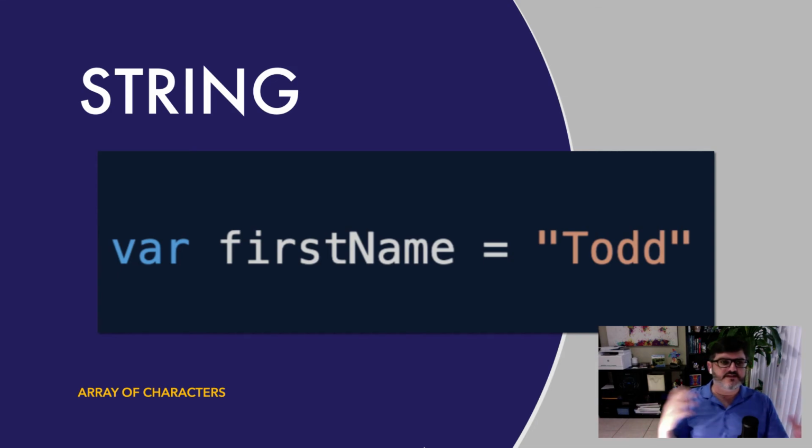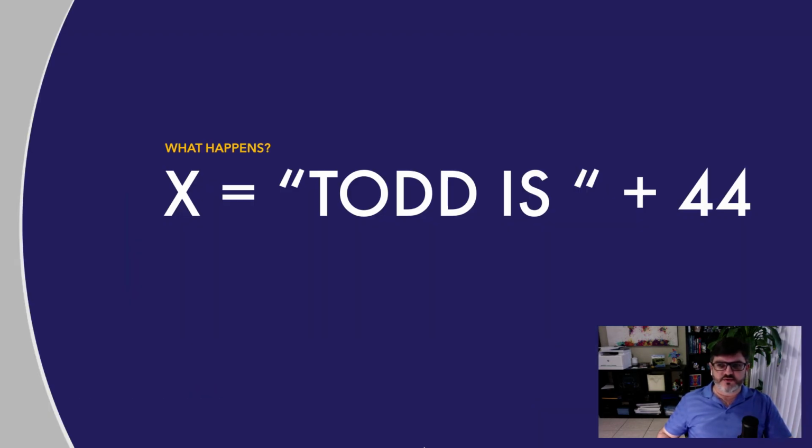It can have spaces, commas, punctuation, special characters. We usually denote strings with quotes, either single quotes or double quotes. And if you need to put a quote character in there, you just put a slash before it to escape it. That's getting into more advanced stuff. So here's a question: what happens if I try adding a string to a number? Todd is plus 44.